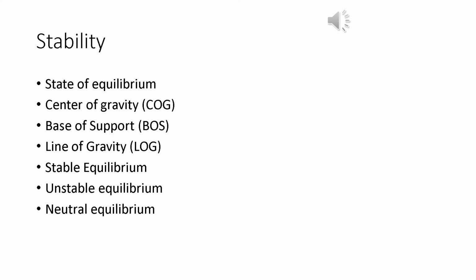We're going to talk about stability. The line of gravity. The line of gravity is an imaginary line that goes directly through the center of gravity towards the ground. So we're going to talk about how moving that line of gravity forward or backward away from the center of gravity actually produces instability. So we're going to talk in class about what stable equilibrium looks like, what unstable equilibrium looks like, and how neutral equilibrium is when you're neither stable or unstable. We'll talk more about that.